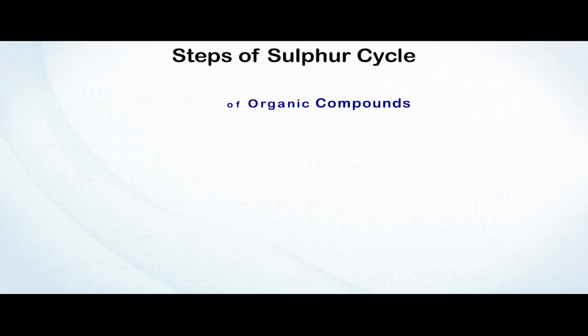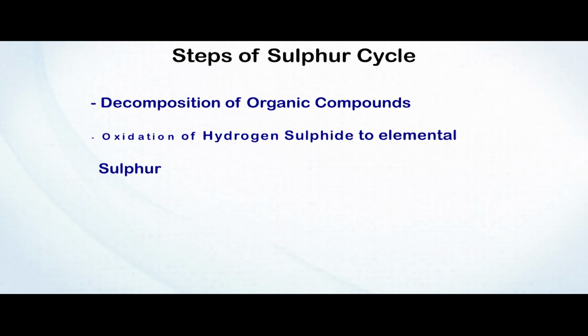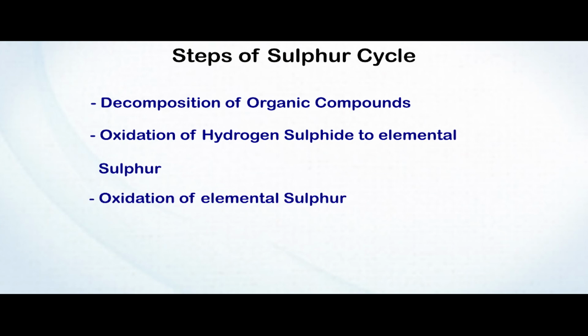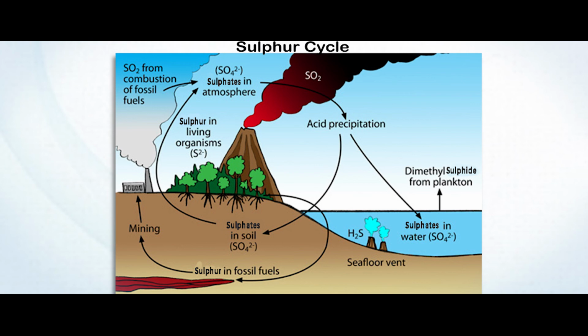The first step is the decomposition of organic compounds. The next one, oxidation of hydrogen sulfide to elemental sulfur. Then, the oxidation of elemental sulfur takes place. Finally, it is the reduction of sulfates. Here we have the complete illustration of the sulfur cycle. Look at this illustration to have a better understanding of the process of the sulfur cycle.